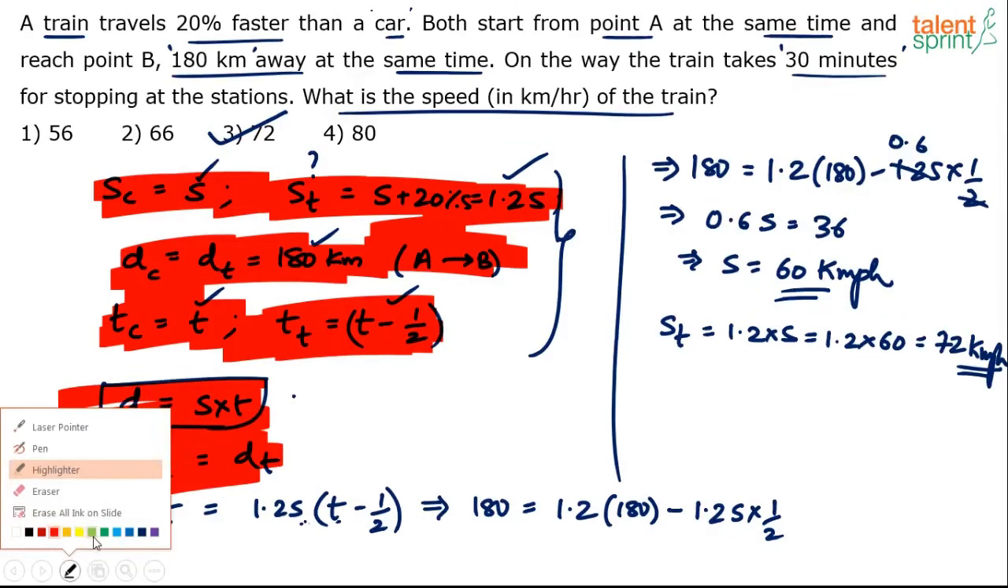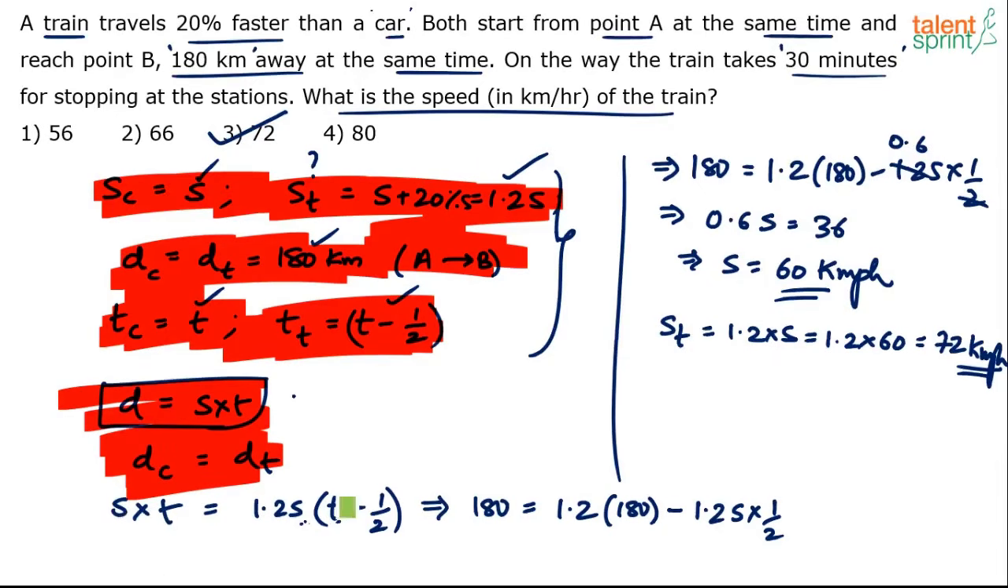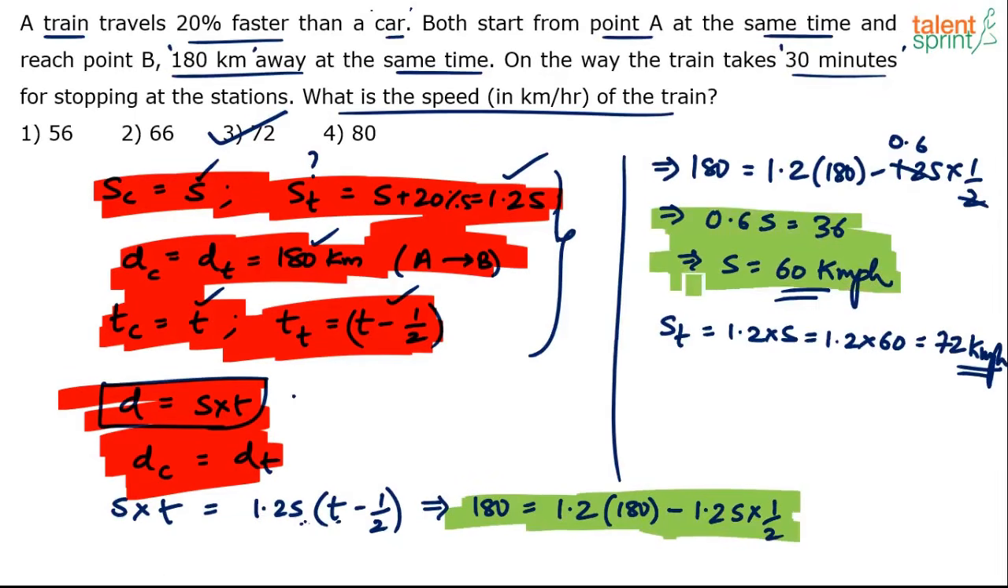All you will put on paper is this. Whatever is in green has to be put on paper. This step, in fact, and solve for S from this one. Once you get S, you can find out the speed of the train from that. Option 3, 72 is the final answer.